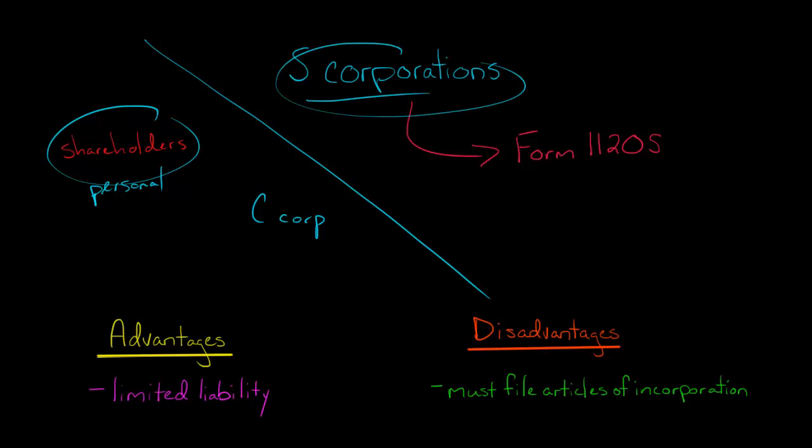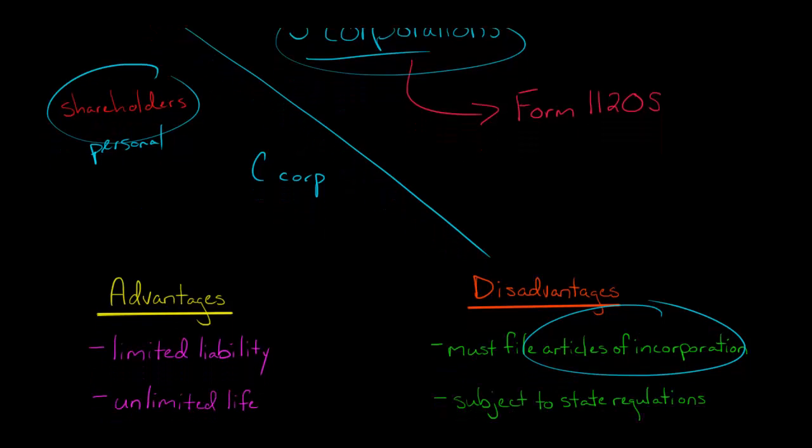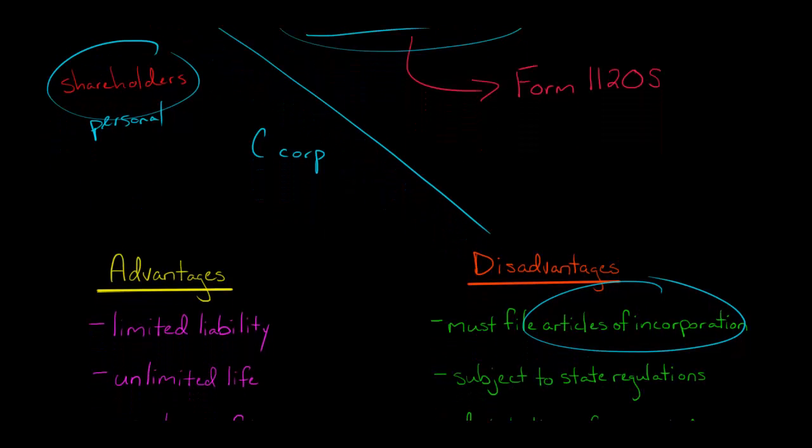However, similar to a C corporation, you have to file articles of incorporation in one of the 50 U.S. states to create this separate legal entity. Okay, so there's some paperwork involved. You're going to have to pay a filing fee and so forth. Now, similar to a C corporation, you also have an unlimited life. You are creating a separate legal entity, and with a sole proprietorship, for example, the business dies with the owner. But that's not the case with a corporation.